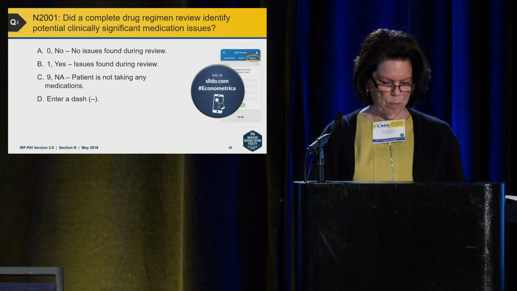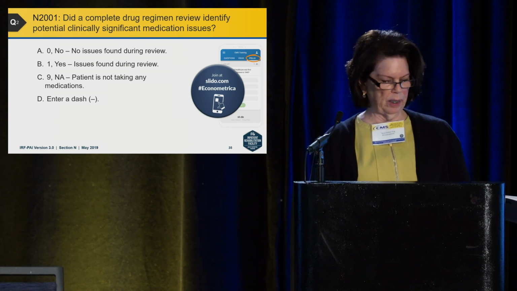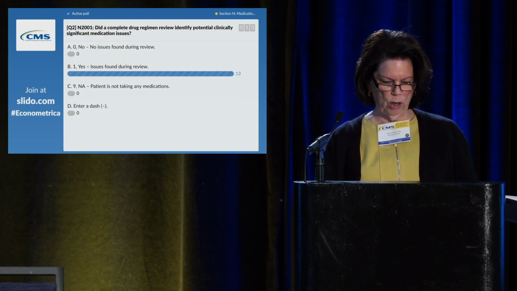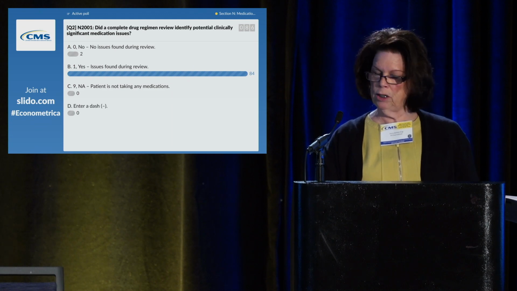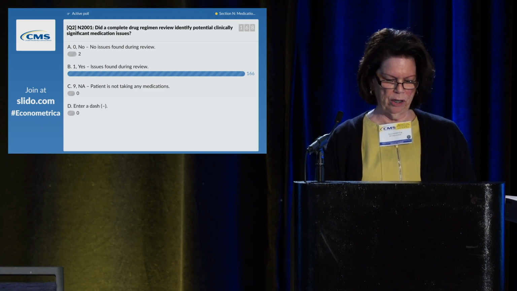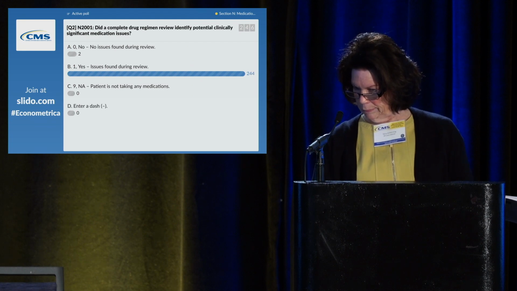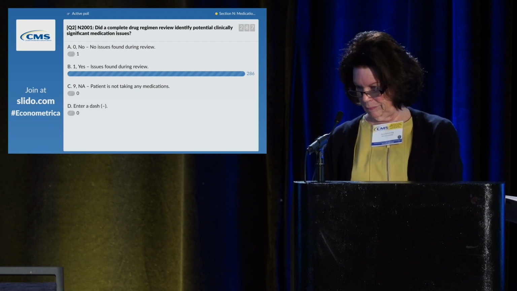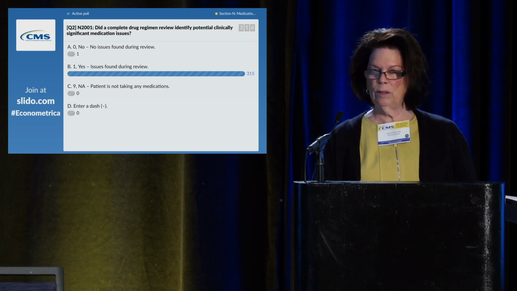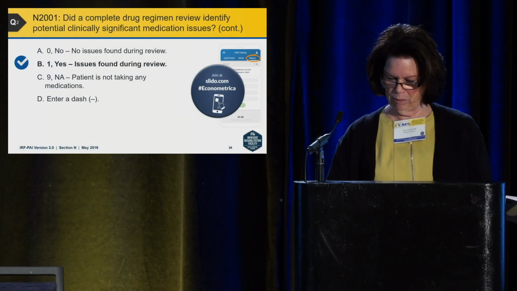So for this scenario, did a complete drug regimen review identify potential clinically significant medication issues? And you have your response options: A, 0, no, no issues found; B, 1, yes, issues found during review; C, 9, non-applicable, patient is not taking any medications; or D, enter a dash. And the correct response is B, yes, issues found during the review.